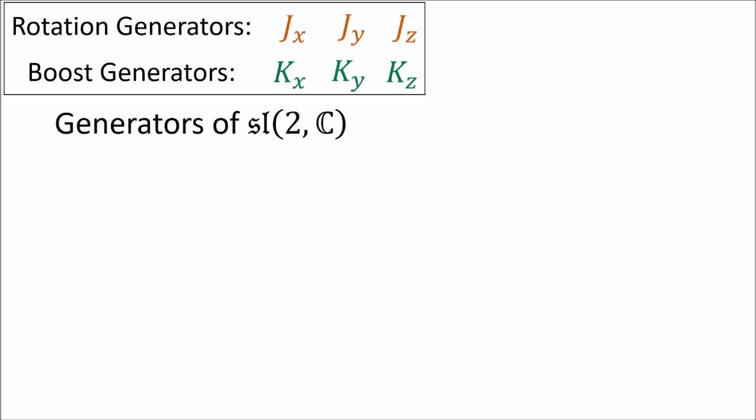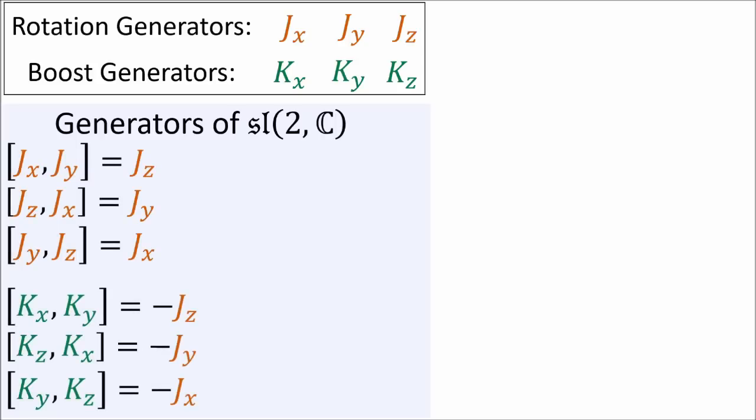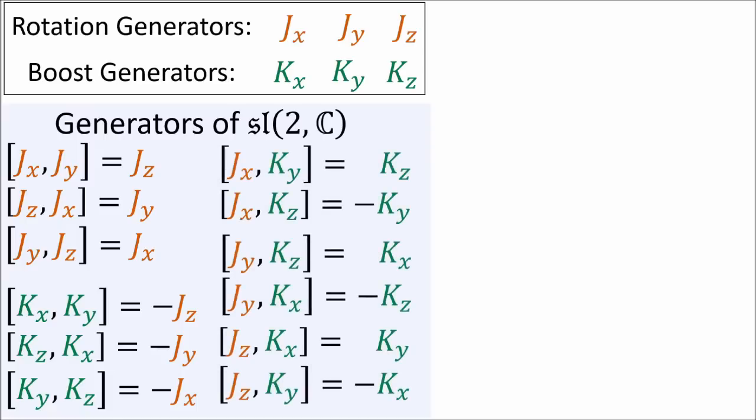So in SL2C, we have 6 generators, 3 rotation generators denoted by J's, and 3 boost generators denoted by K's. Here I'm using the notation where the J index gives the rotation axis, and the K index gives the boost direction. The commutator of 2 rotation generators gives a rotation generator. The commutator of 2 boost generators gives a rotation generator. And the commutator of a rotation and a boost generator gives a boost generator. All other commutators not listed here go to 0.